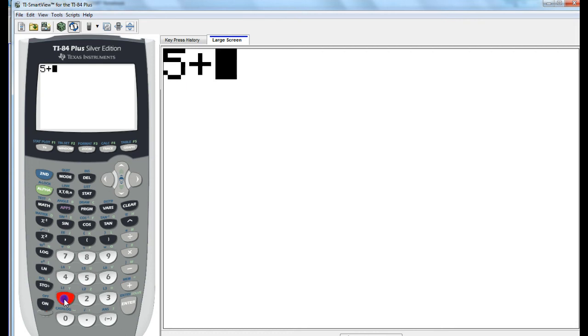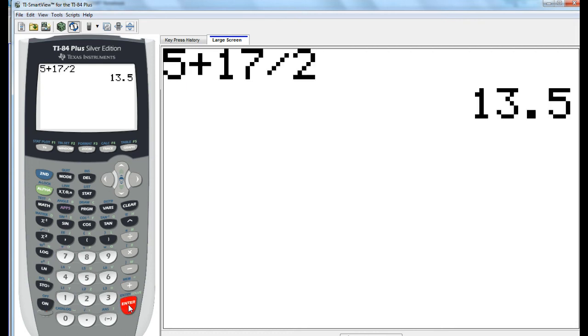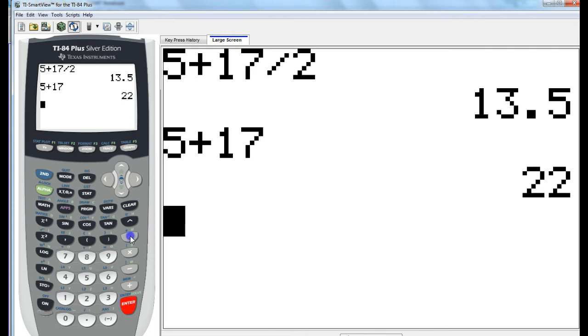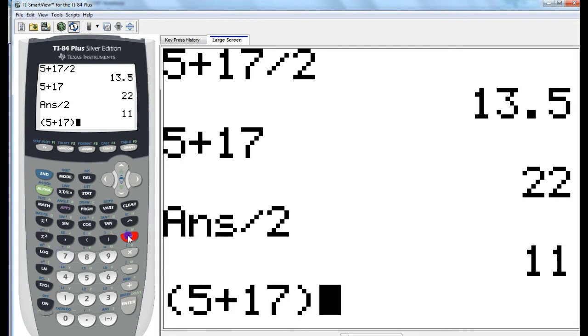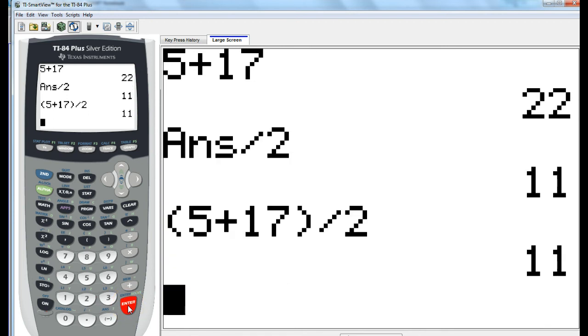5 plus 17 divided by 2. What's wrong with that? You have to do enter first. You either have to press enter or you have to put parentheses. So look at this. 5 plus 17, enter, divided by 2, enter. 11. If you don't want to press enter in between, you would have to do parentheses. 5 plus 17, divided by 2. See how that gets you 11? You can't just put it all in a stream without parentheses.